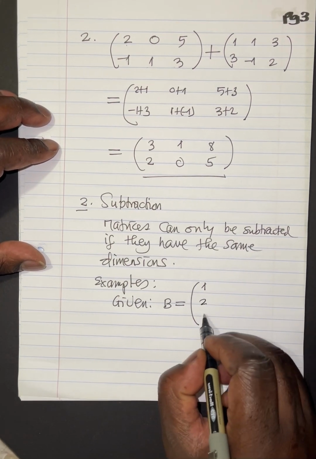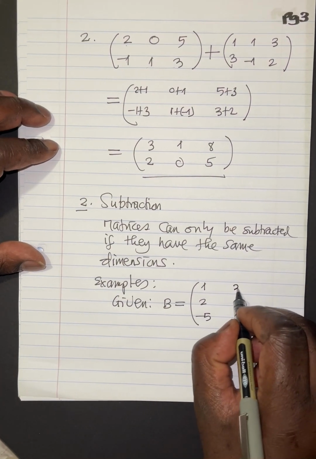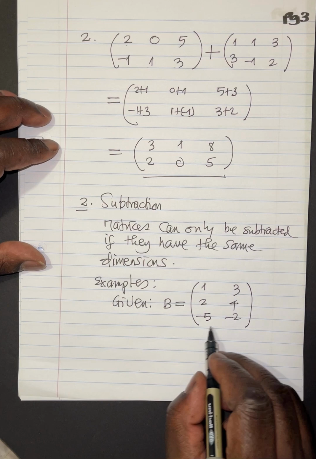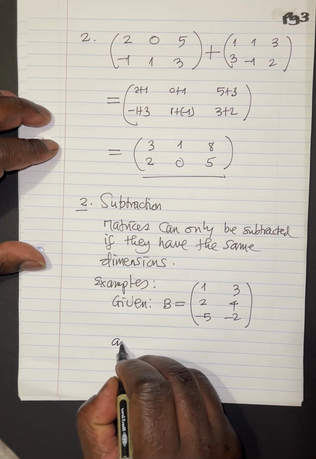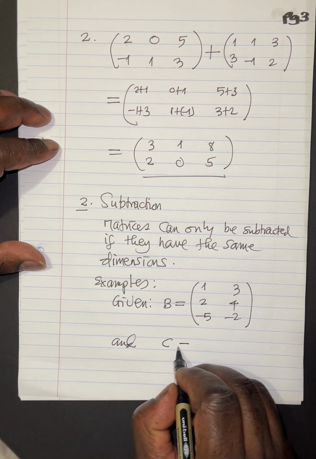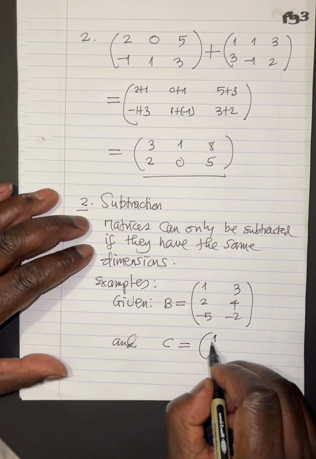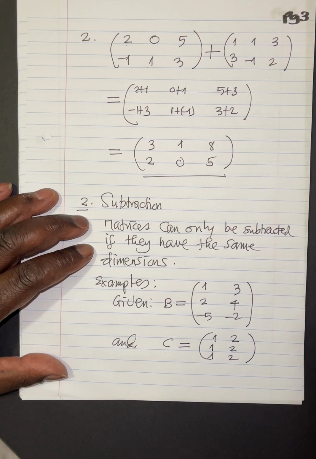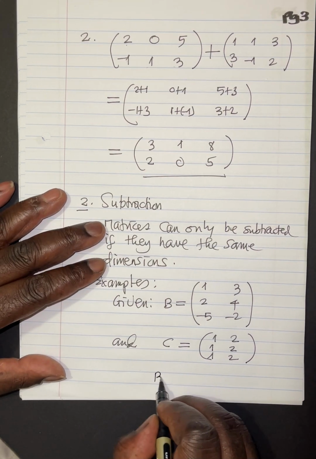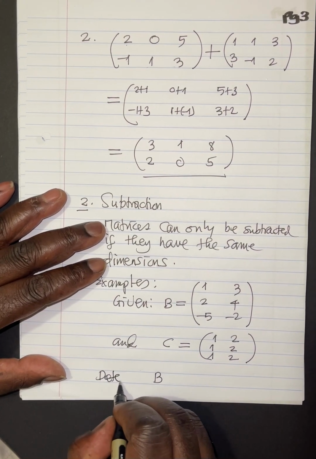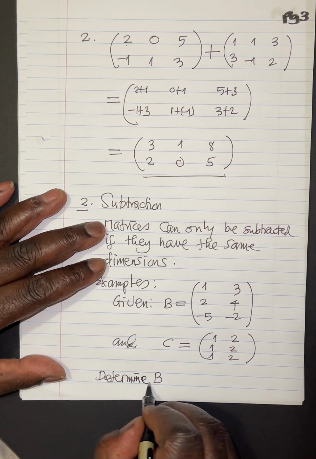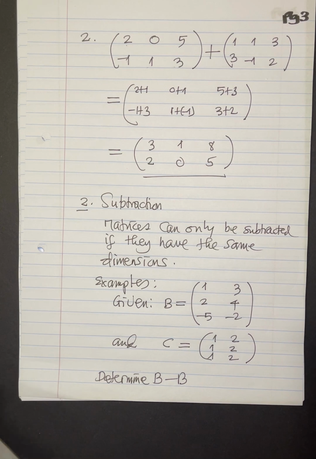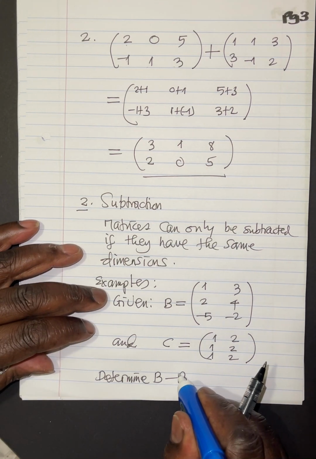1, 2, minus 5, and then 3, 4, minus 2. That is a 3 by 2 matrix. And we're also given C is equal to, let's say we have 1, 1, 1, and then 2, 2, 2, just for argument's sake. Is it possible for us to determine B minus C? Determine B minus C.